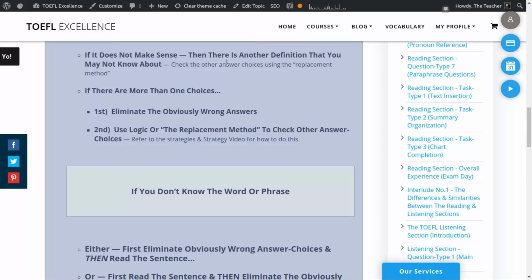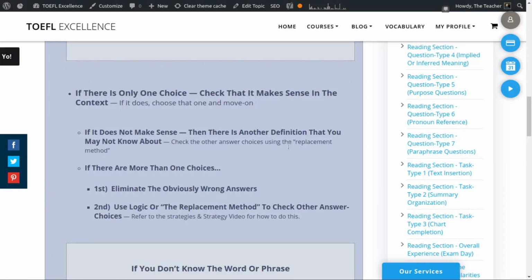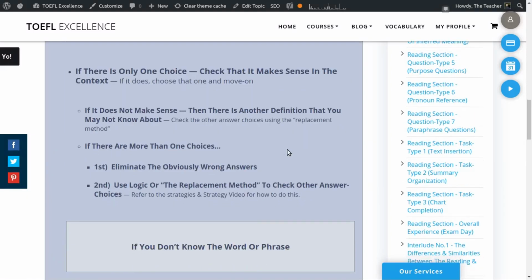Now, if it does not make sense, then that means that there is another definition that you weren't aware of before. And in that case, you have to go to the replacement method, making sure that the answer choices do fit logically into the reading passage.